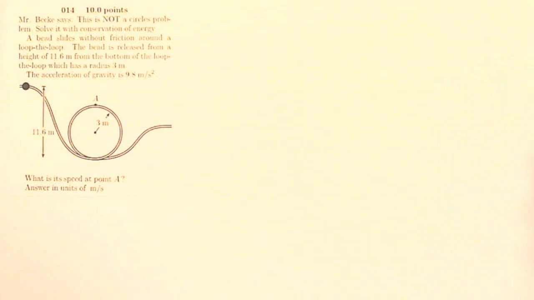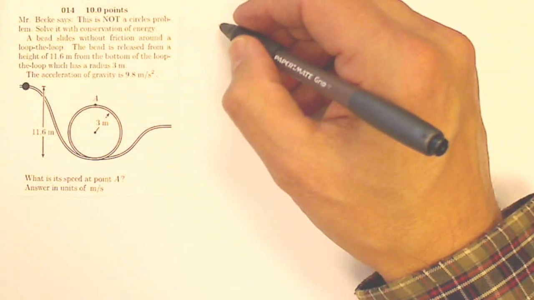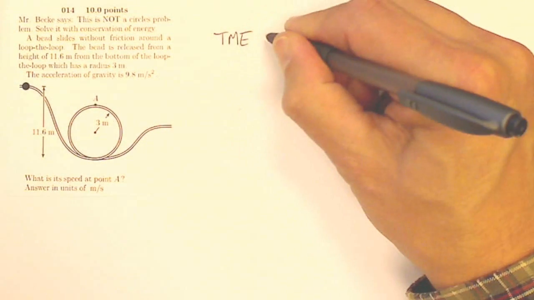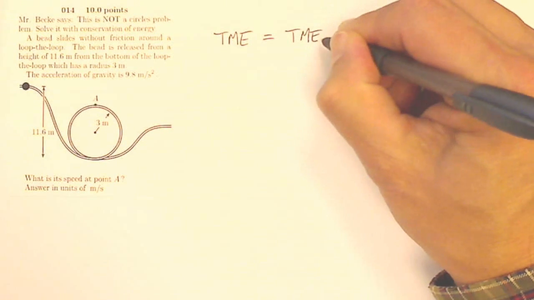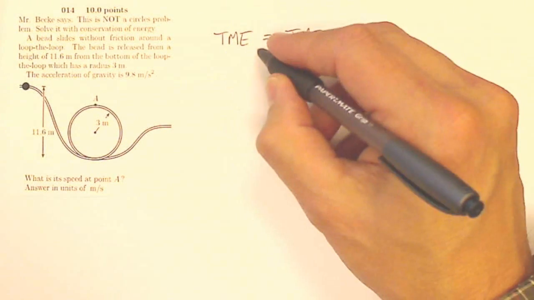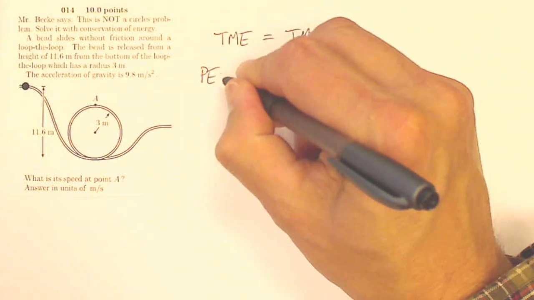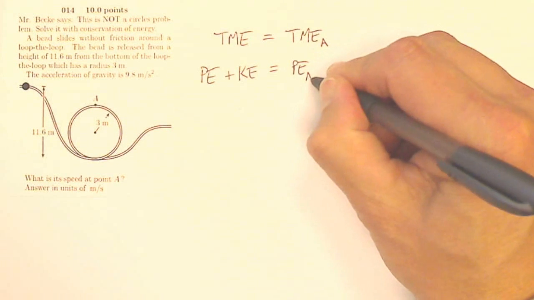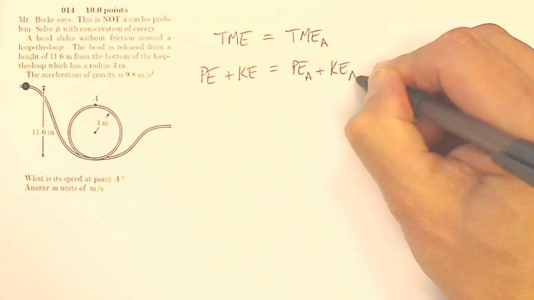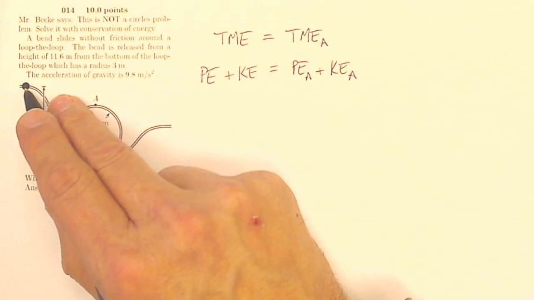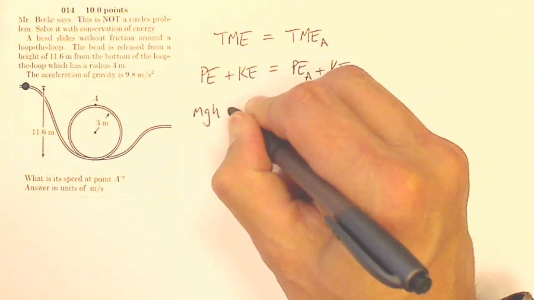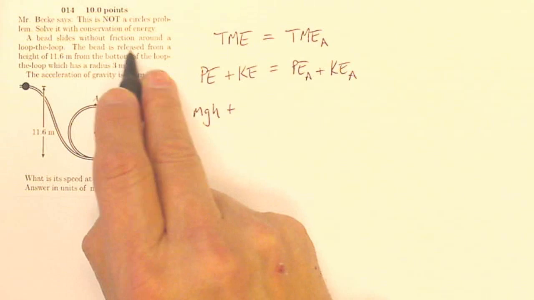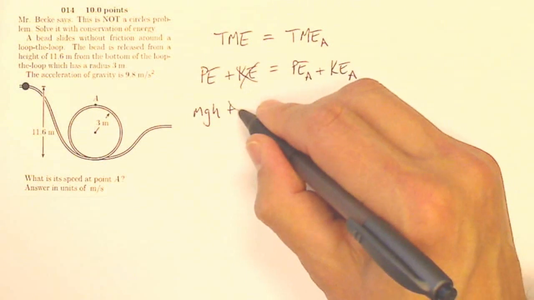Well, this is an example of conservation of energy. I've got this point in the beginning, and I know that my total energy at that point is going to be my total mechanical energy at point A. So my total mechanical energy is made up of some potential energy plus some kinetic energy, possibly, and that's going to be my potential energy at A plus my kinetic energy at A. My potential energy at this point is going to be mgh. My kinetic energy at this point, well, it's released from a height and it's released from rest. So my kinetic energy is actually going to be 0.